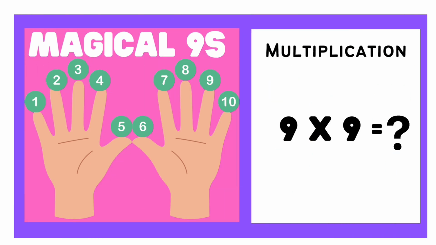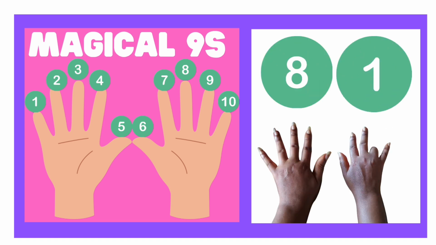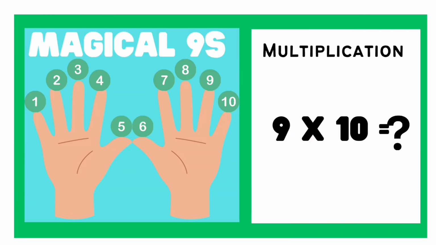9 times 9. Now let's hide our finger 9. How many fingers can you see before finger 9? We have 8 fingers. How many fingers can you see after finger 9? We have 1 finger. 9 times 9 is 81.